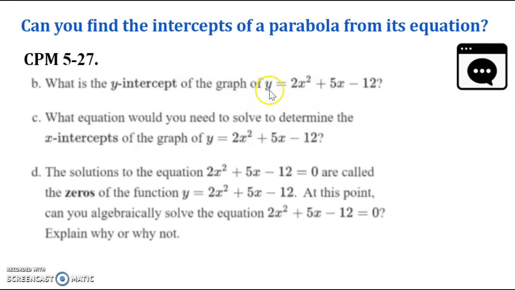Okay, when we're trying to find the y-intercept, we set x to be 0. We substitute x to be 0. What do you think we would do for the x-intercept, knowing that with any x-intercept, the y value is always going to be 0? Okay, so please try to do this, and including D.